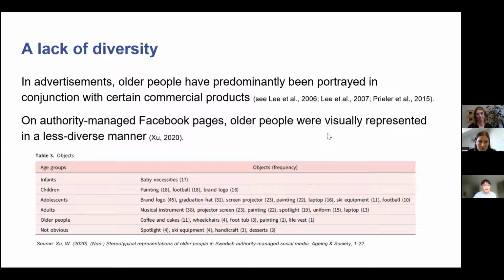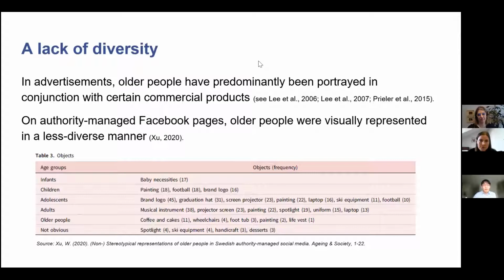And I did an analysis of Facebook images of 5 age groups produced by Swedish local authorities. I found that older people were visually represented in a less diverse manner when comparing them with the representation of younger age groups. And I also found that young age groups were represented with a variety of visual symbols identifying commercial corporations, mainly relating to sports and technology.